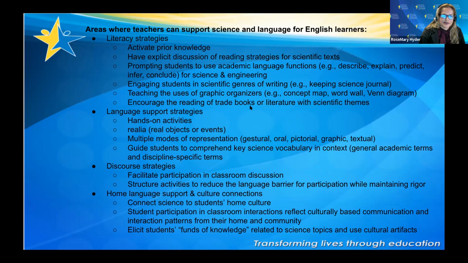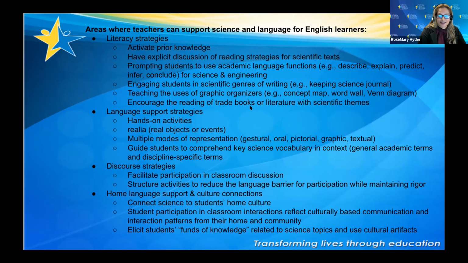It gives strategies on how to support if they are doing hands-on activities. But what it's really good at is showing how to facilitate participation in classroom discussion. Yes, it shows the teachers letting go. One of them is a San Bernardino City Unified Curtis Middle School teacher, now a VP or someone. Again, it shows structuring activities to reduce the language barrier for participation while maintaining rigor, using those sentence frames.